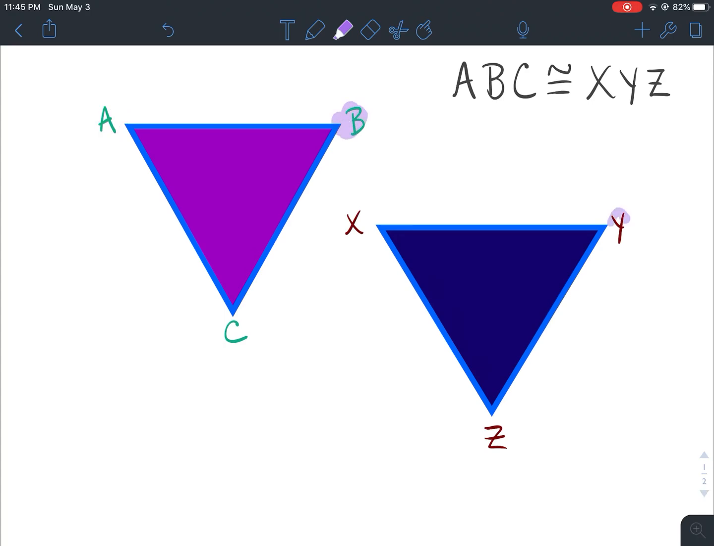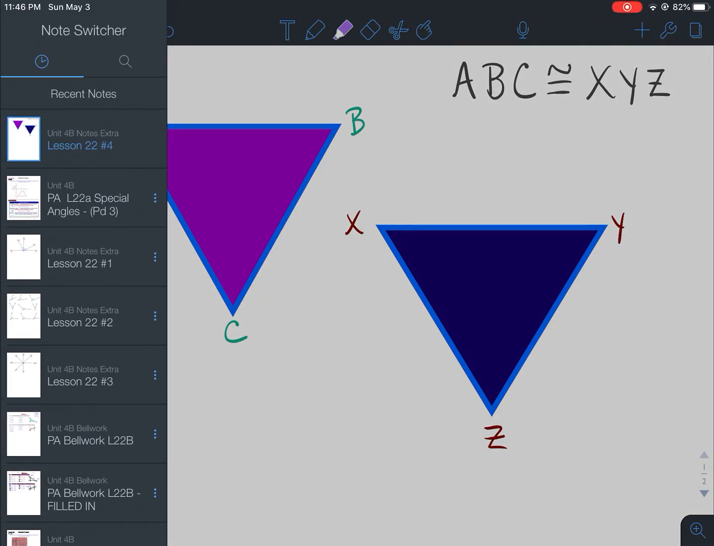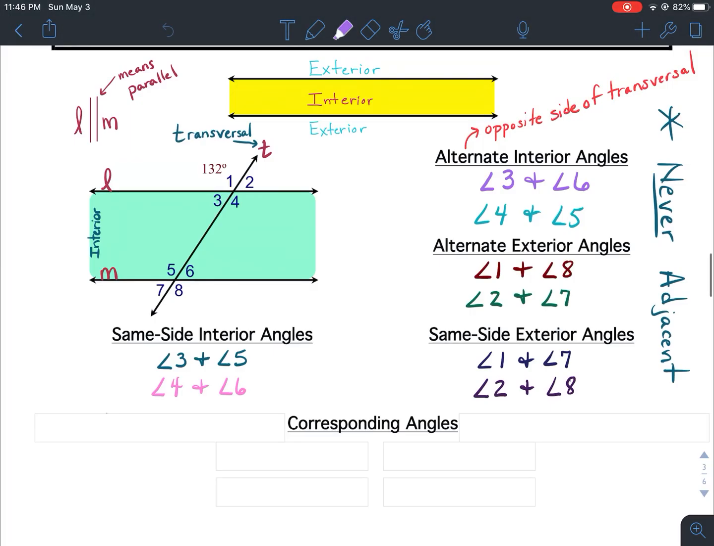B corresponds with angle Y. They are in the same position. Okay? C corresponds with Z. So now when we are talking about corresponding angles formed by two parallel lines cut by a transversal, the first thing you need to know is one will be on the interior, one will be on the exterior, and they will be on the same side of the transversal. One interior, one exterior, and on the same side of the transversal. Another way to look at it is they are at the same position.